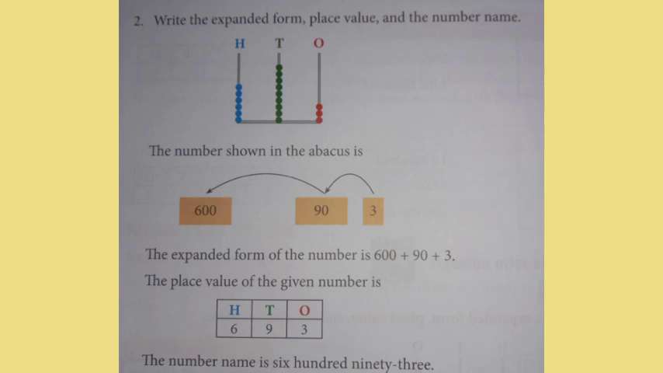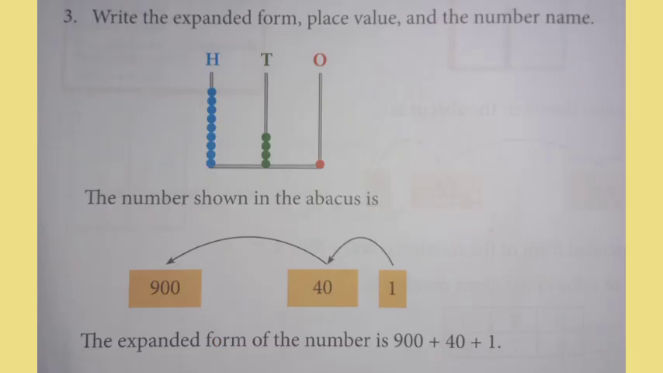The place value of the given number is, we have 3 in ones place, 9 in tens place and 6 in hundreds place. The number name is 693. Example 3. Write the expanded form, place value and the number name. Look at the picture here. We have 9 beads in hundreds place, 4 beads in tens place and 1 bead in ones place. The number shown in the abacus is 941. The expanded form of the number is 900 plus 40 plus 1.